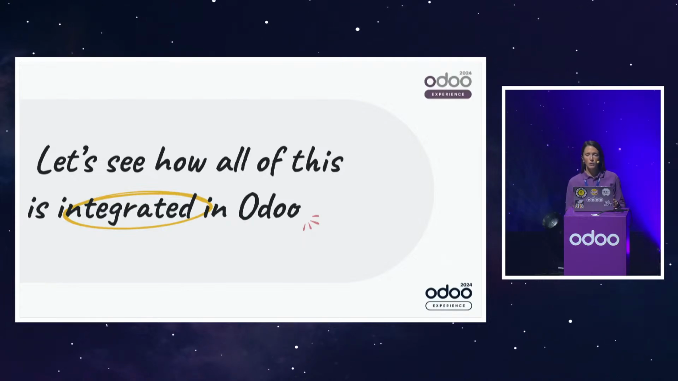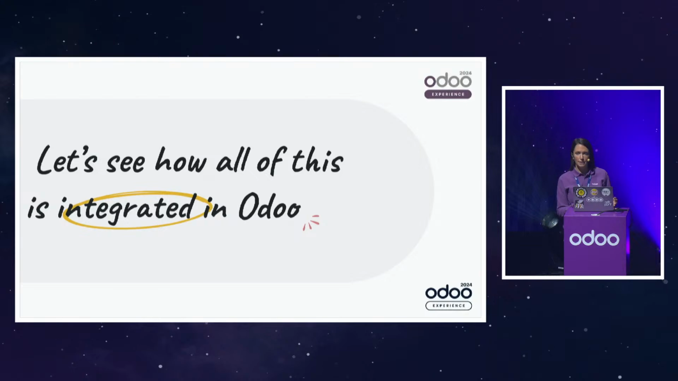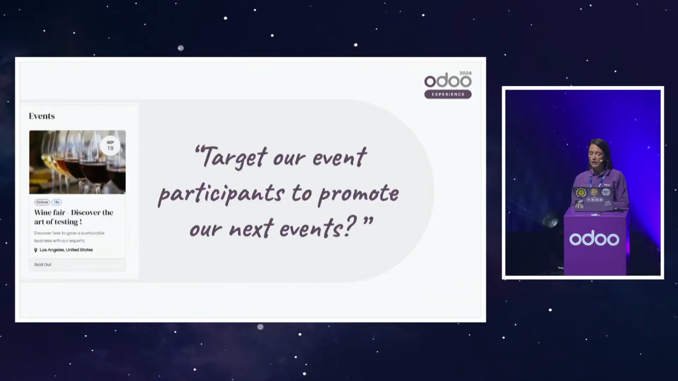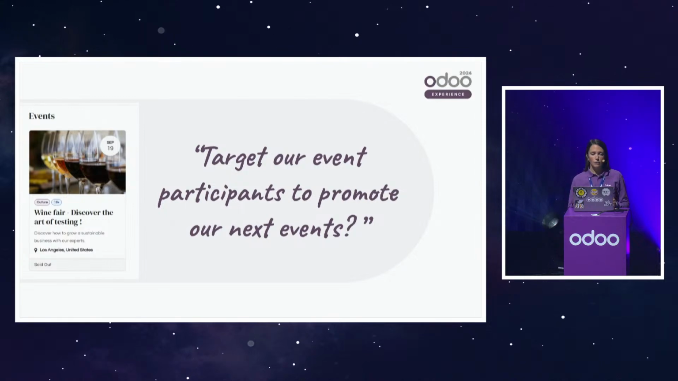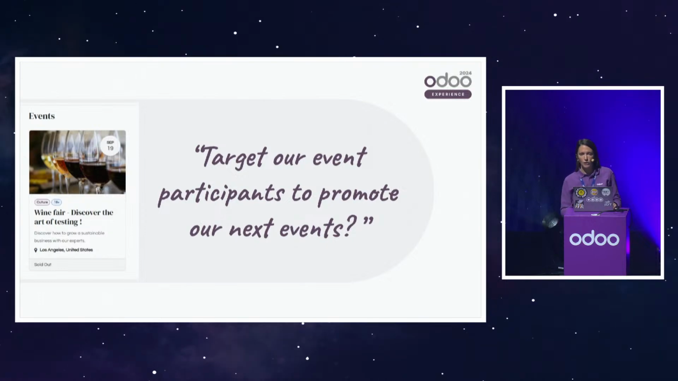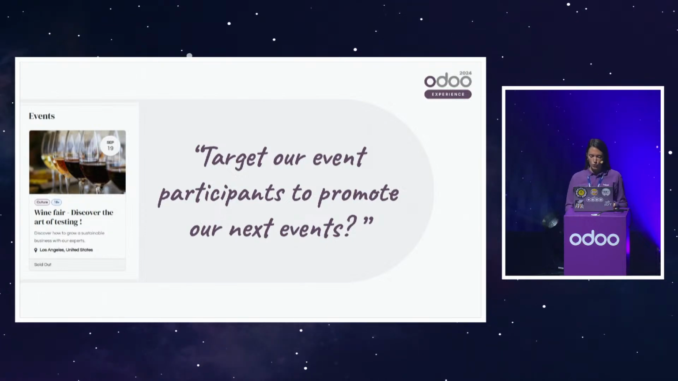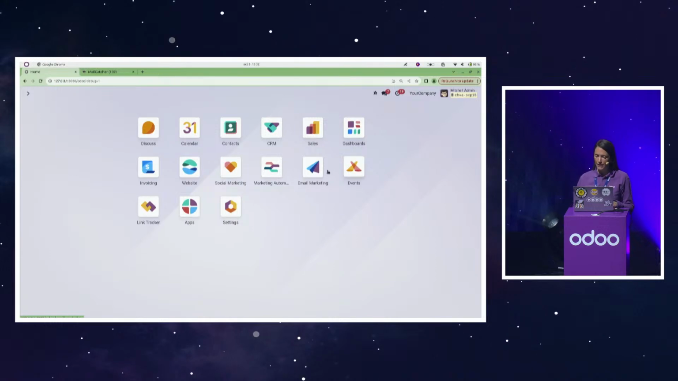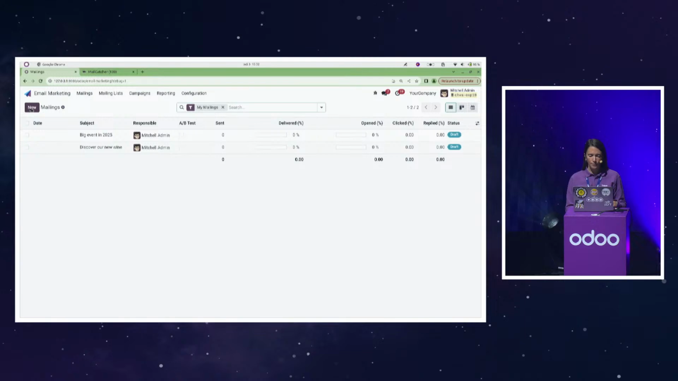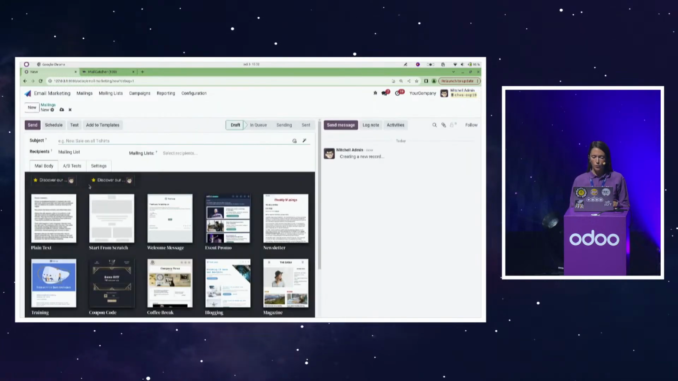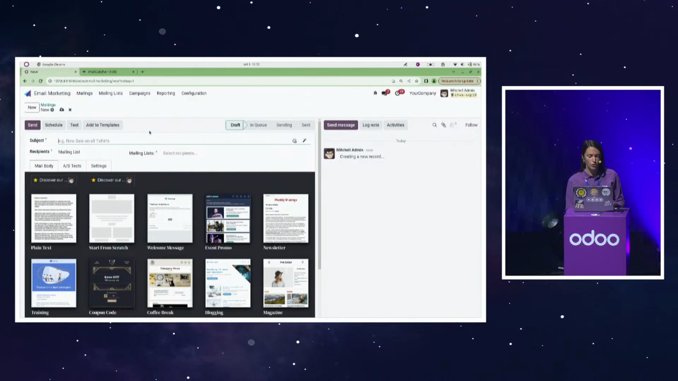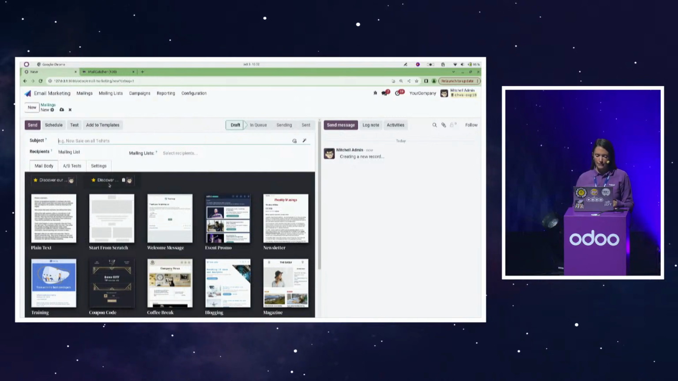And to do so, we will respond to several questions that I have got from my team, because I am the head of marketing. The first one will be about events. I have organized an event last month, and I really want to target our event participants in order to promote our next events. To do so, we will go to the email marketing application. And then we will create a new mailing. And you can see that I have already saved 2 templates thanks to the Add to Template new button that Luke just showed you. So we will take this one.